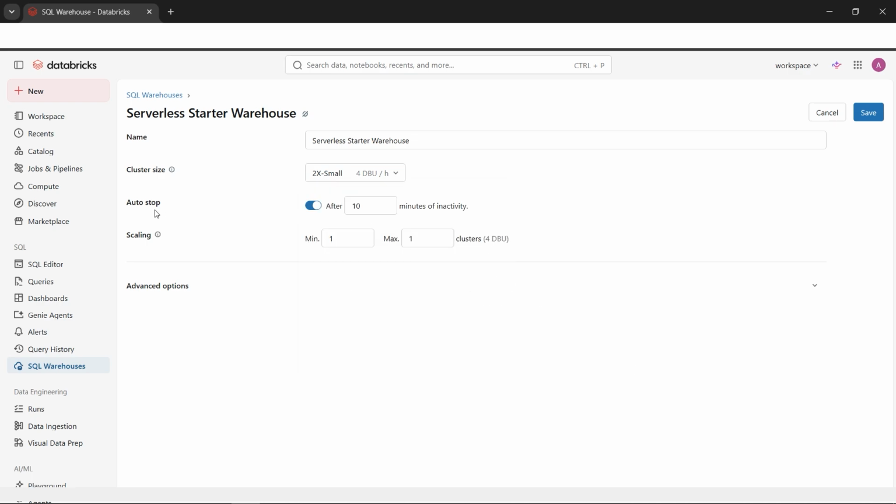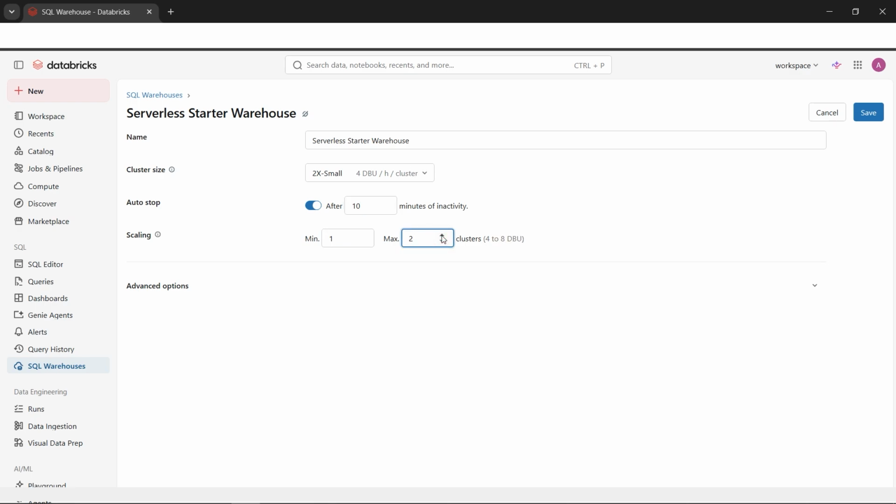Now if you look here, another cost related thing is auto stop. We can increase this as per our requirement, but please make sure that if we are not using it, then additional cost will be incurred, which we don't want. So to be on the safer side, if you usually don't use it after 10 minutes, the cluster will auto stop, saving you cost. Then scaling also adds to the cost.